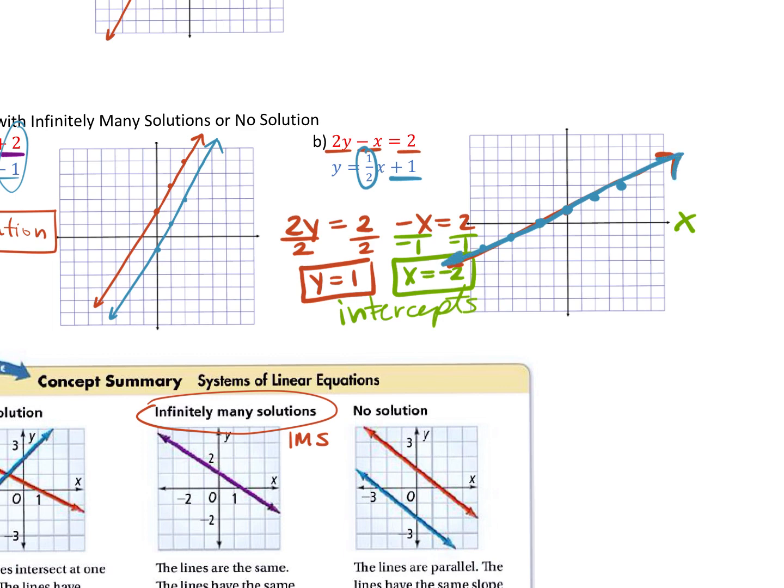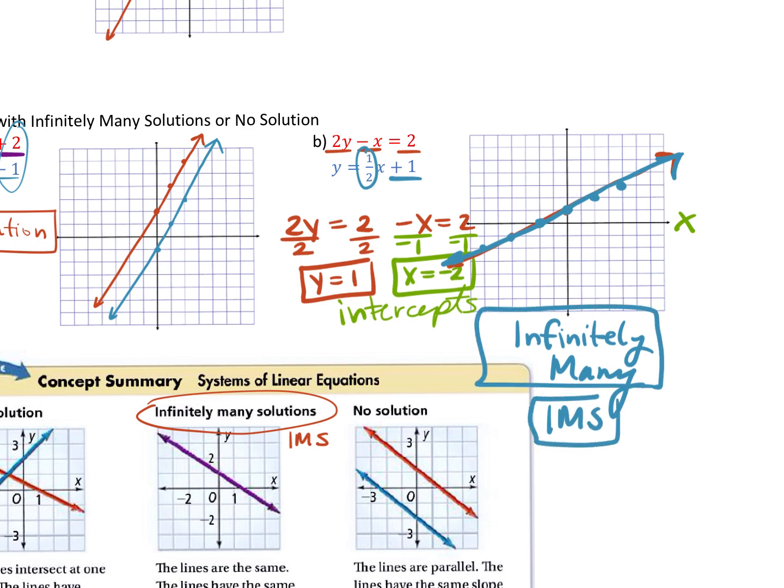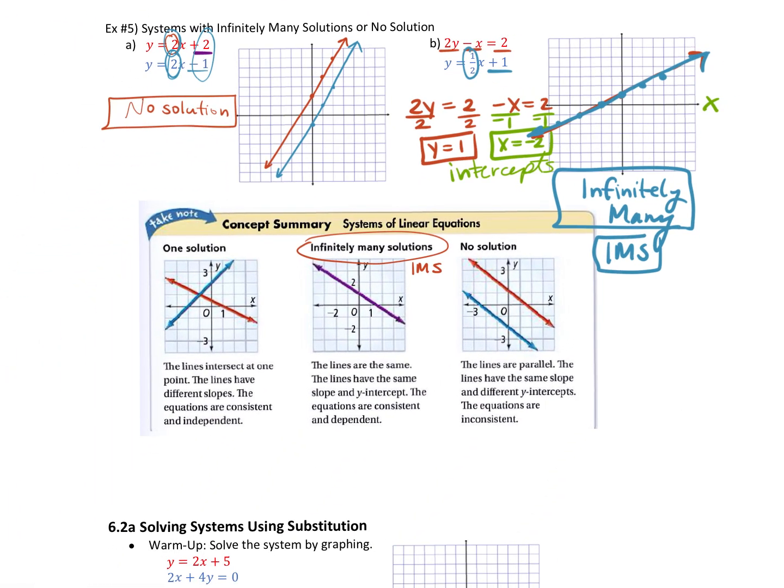If they are perfectly on top of each other, then there are an infinite number of solutions, okay? So this is infinitely many solutions. If you want to write IMS, that's fine. If you want to write infinitely many, that's fine, okay? Here's your little cheat for how to remember it. Any questions on that? Okay, you may use cover-up, you may use slope-intercept. Choose the one that you like better and run with that, okay?